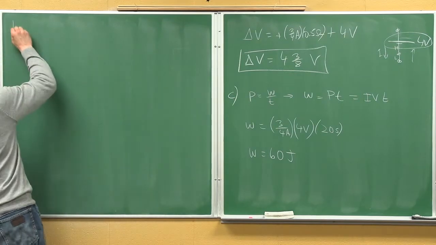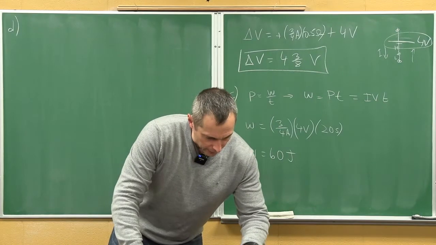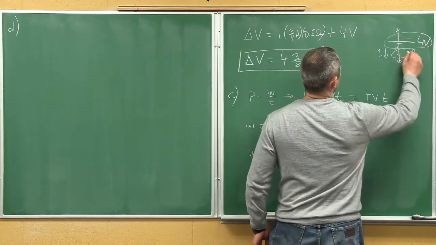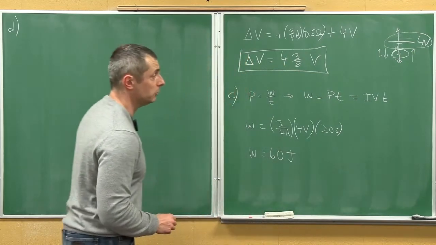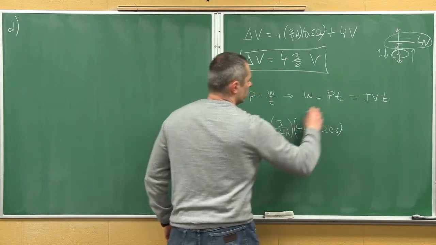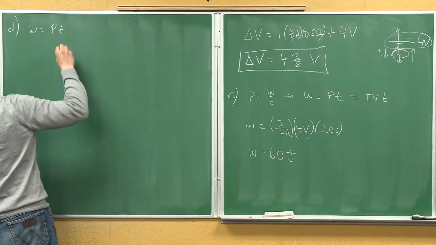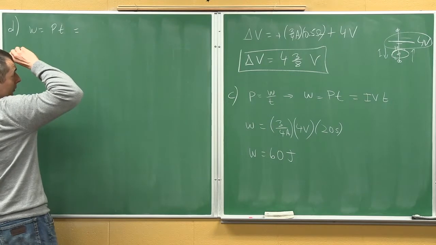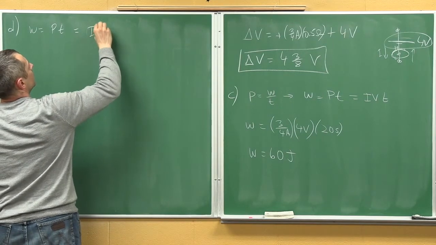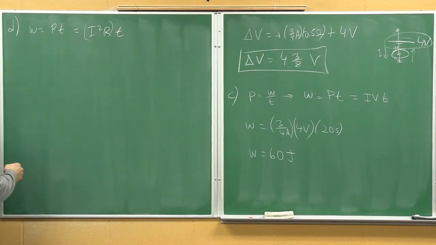So D, the last part of this problem, was the heat energy in the 4-volt battery in 20 seconds. The heat energy is going to be produced by that resistor, not the chemical reactions. So once again, we could use work or energy as power times time. And maybe the easiest expression for power would be I squared R times time.